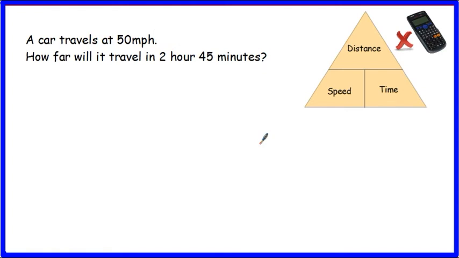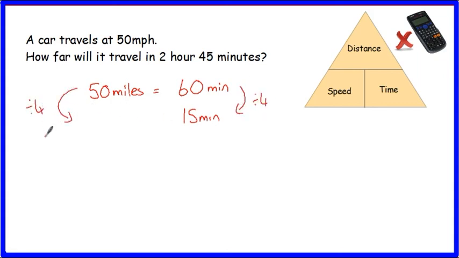A car travels at 50 miles an hour. How far will it travel in 2 hours 45 minutes? So 50 miles equals 1 hour. I'm actually going to go 60 minutes here. Now I'm going to need what 15 minutes is. And I can see that 15 goes into 45. Well, I'm going to need that somewhere. So that's divided by 4. This is divided by 4. So 50 divided by 4 is 12.5 miles every 15 minutes.